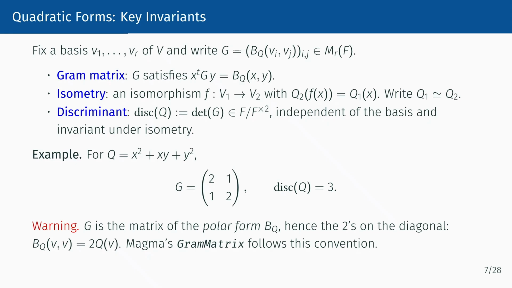Here's an example. You take some nice binary quadratic form, x squared plus xy plus y squared. And if you write the Gram matrix with respect to the standard basis, then you get 2, 1, 1, 2. Notice again, this is with the bilinear form that I wrote now. With the bilinear form from Kitaoka, you will get 1, half, half, 1, just a scaling by 2. And the discriminant of this form will just be the determinant of this matrix, which is 3 up to squares. All right.